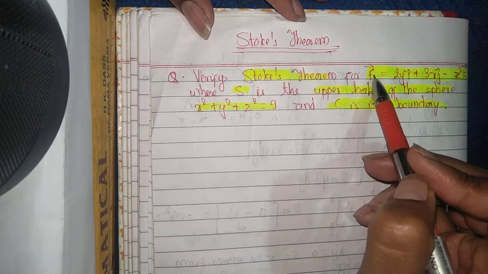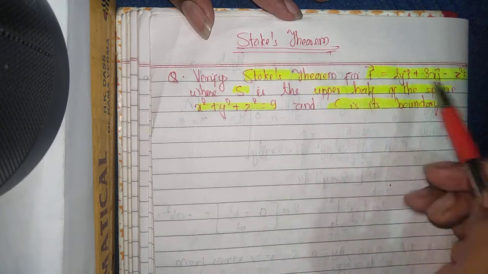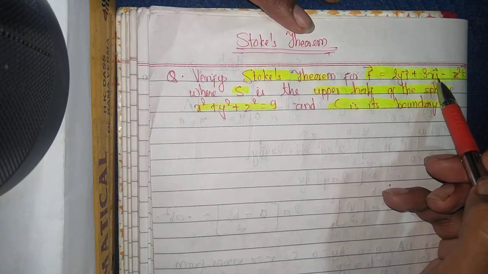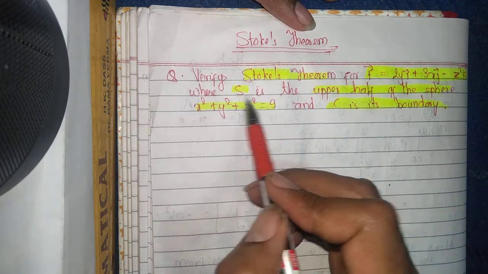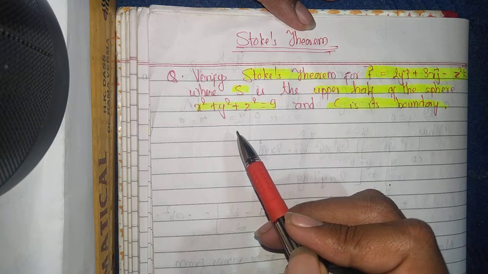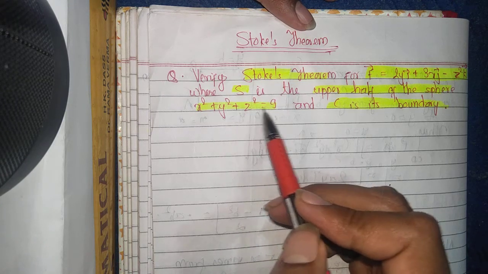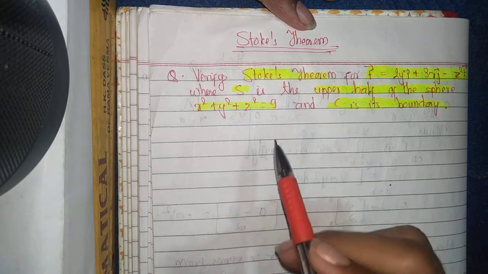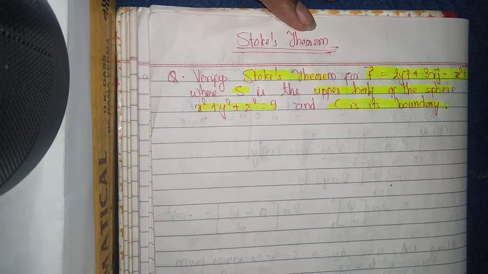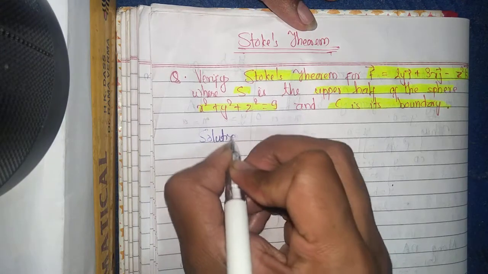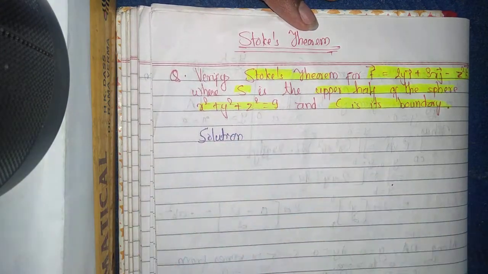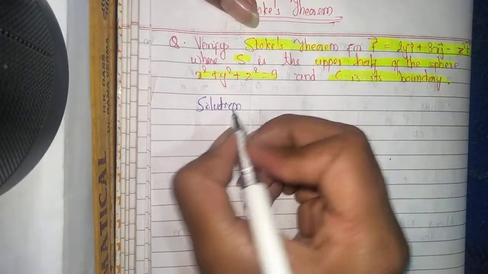It means vector f is given as 2y i vector plus 3x j vector minus z square k vector, and S is the upper half of the sphere represented by the equation x square plus y square plus z square equals 9 and C is its boundary. So now we have the solution. Let's move to our solution. Okay, solution.